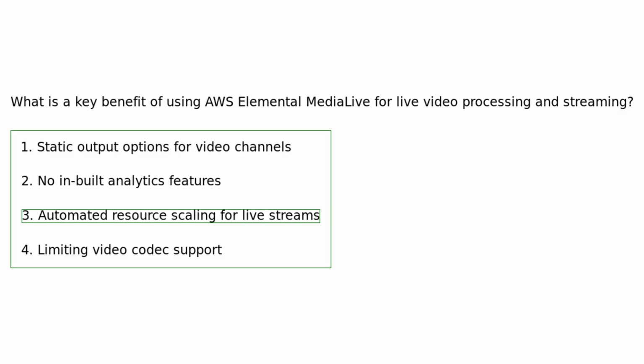One key benefit of using AWS Elemental MediaLive is automated resource scaling for live video streams, allowing users to dynamically adjust resources based on demand for efficient and cost-effective video processing.